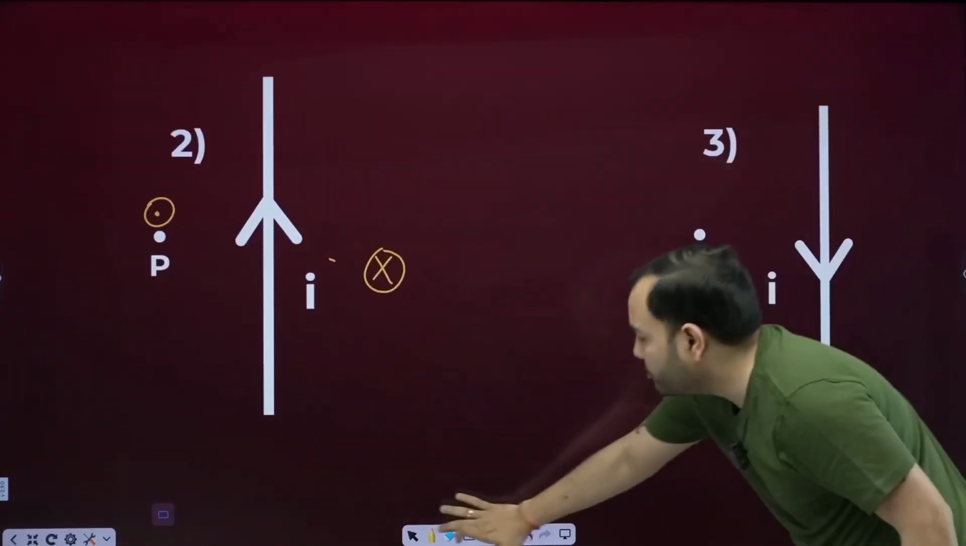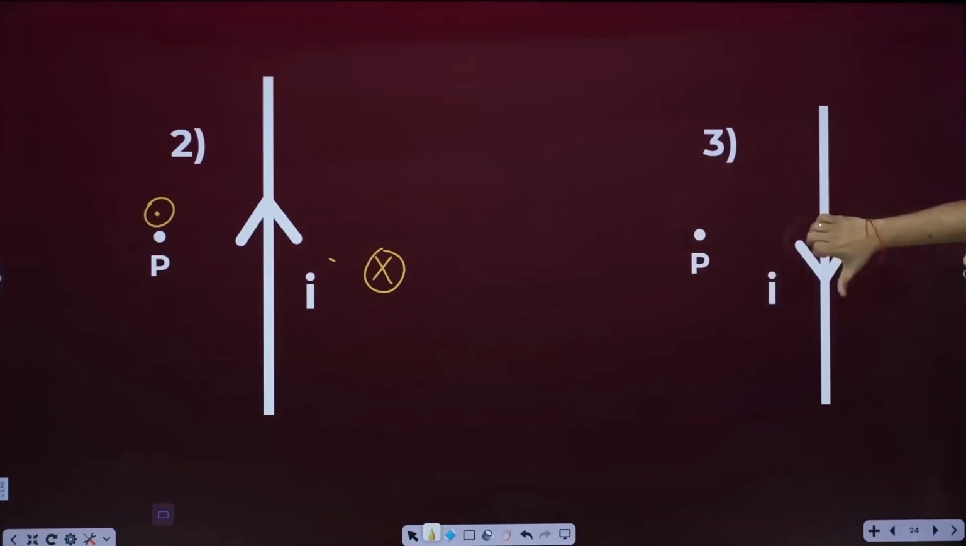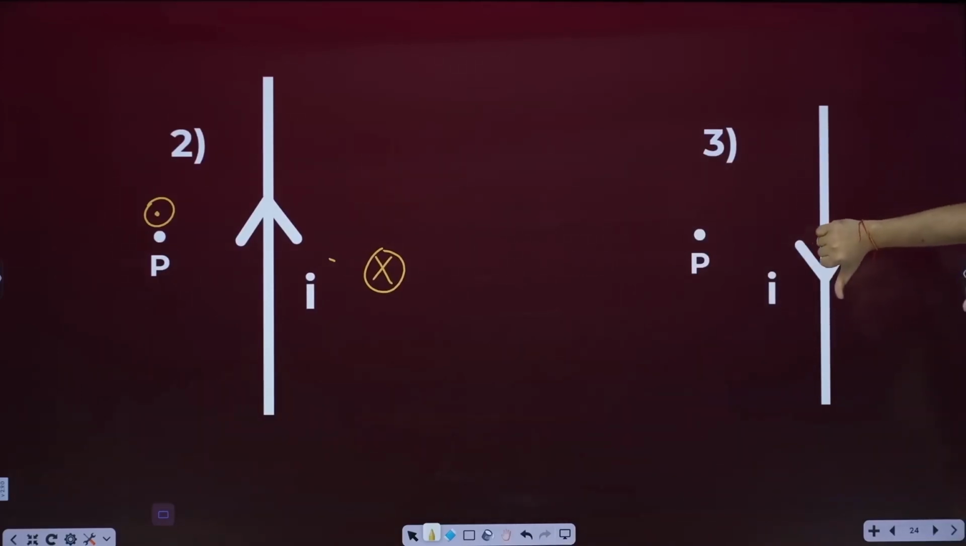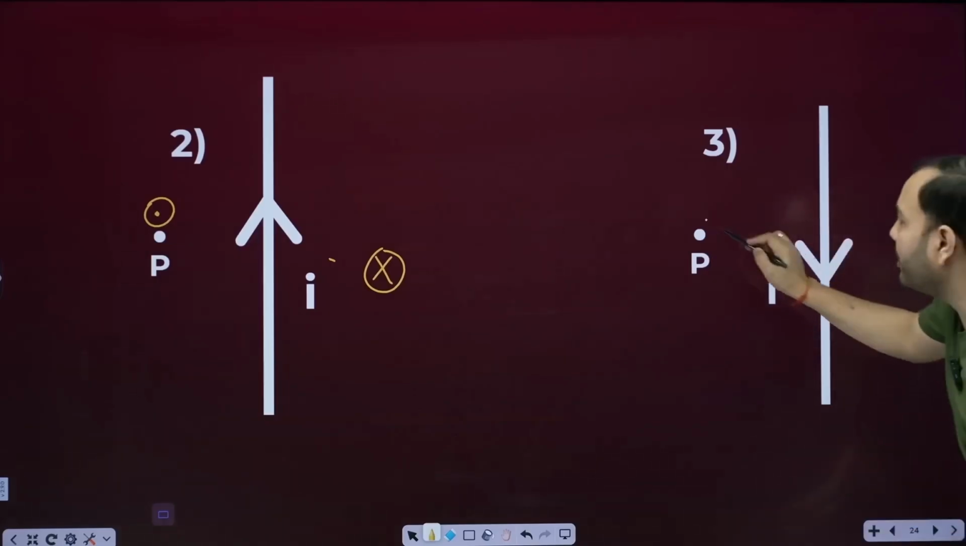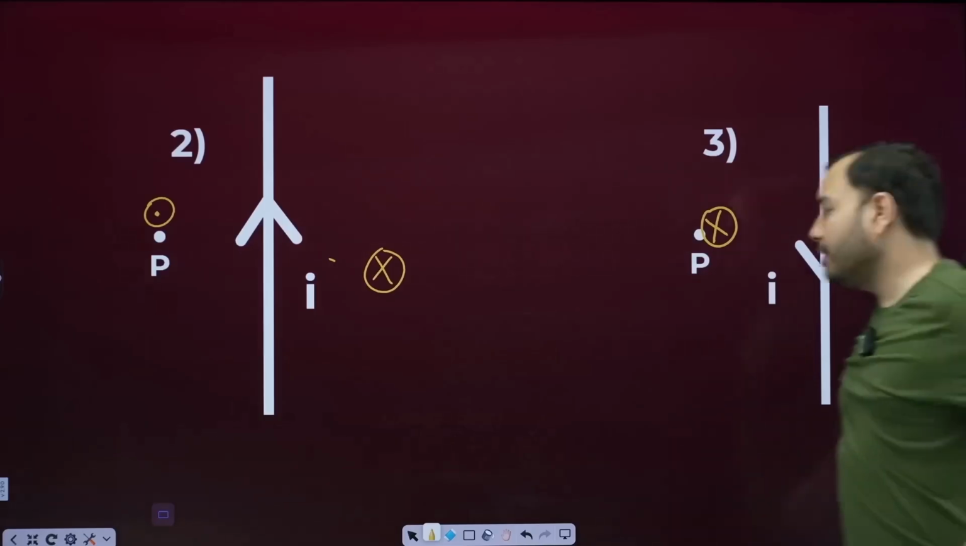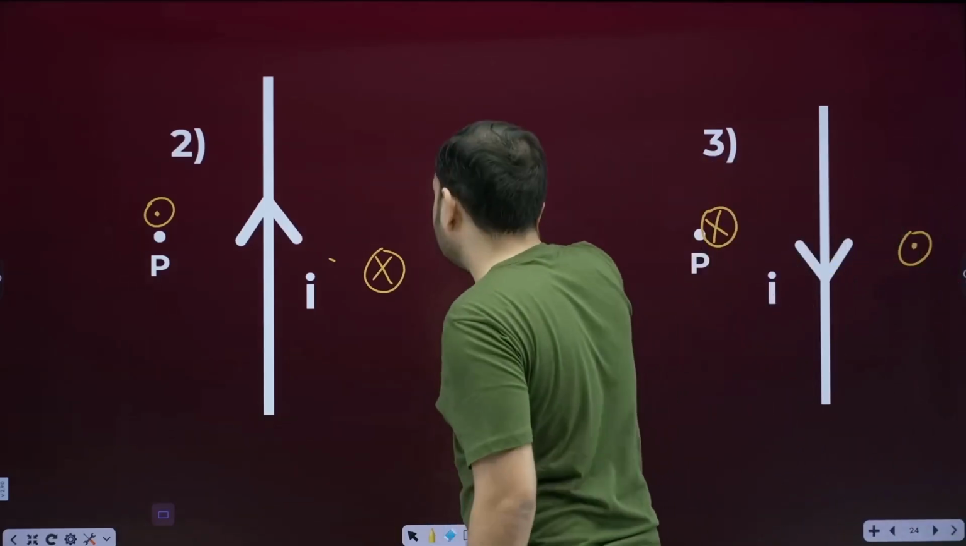Yes, come on. Now this time the current is downwards. Carefully. Come on, comment and tell whatever. Current is going downwards. Held it. Where are the fingers going at P? Inside. So here the magnetic field is towards inside. And here, tell at this place. Inside. Where is it coming? Towards outside. Is it clear? Is it understood?